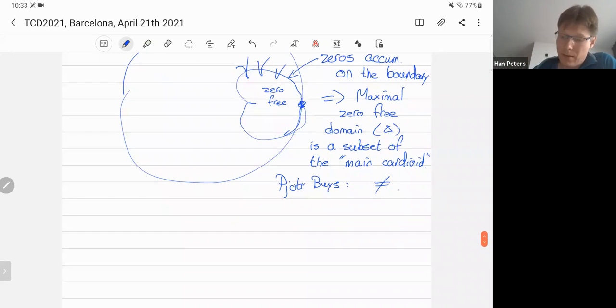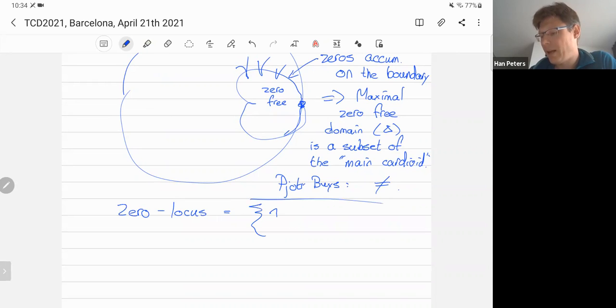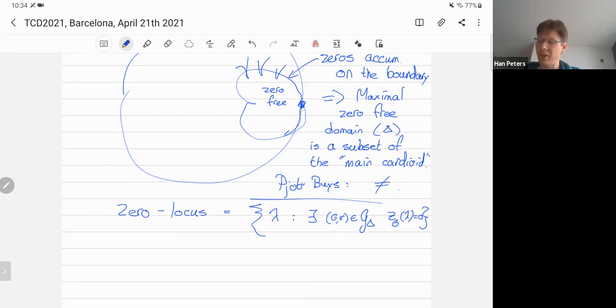Okay, so we have the 0 locus, which is the closure of the lambdas for which there exists a rooted graph for which lambda is a 0. And I take the closure of that. I'm going to write down several closed sets. So this is the 0 locus.